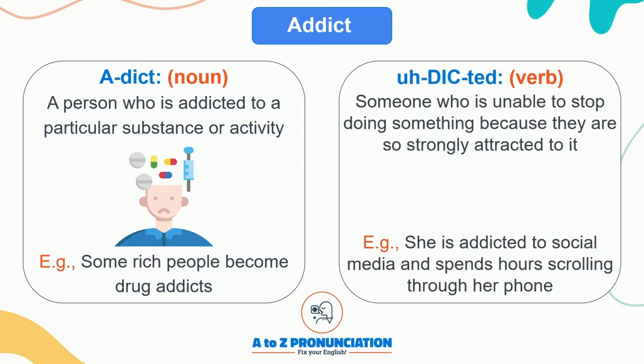If you shift that stress to the mid-syllable of the word, making it addicted, then you have the adjective of the verb, which describes someone who is unable to stop doing something because they are so strongly attracted to it. For example, she is addicted to social media and spends hours scrolling through her phone.